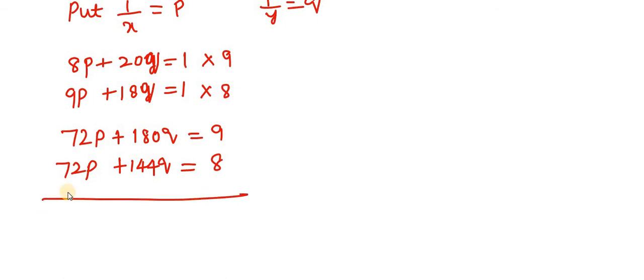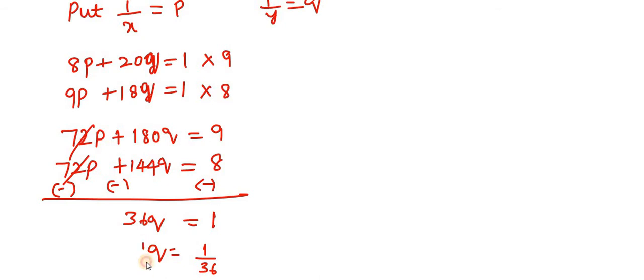Now simplify this. Minus 72p, minus 72p will get cancelled. So that is 180 minus 144, which is equal to 36q, which is equal to 1. Therefore q is equal to 1 over 36.